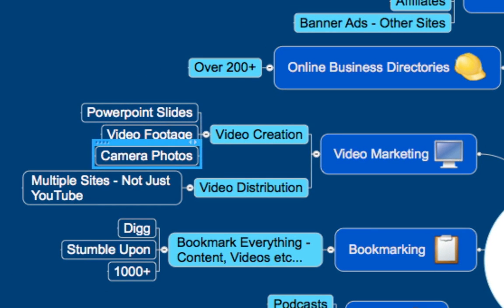Once you've done your videos, you need to distribute them, and you don't just distribute them to YouTube. There is a video distribution strategy we follow where we send videos out to over 15 video sites. The more places your content can be seen, the more relevance Google will give it.